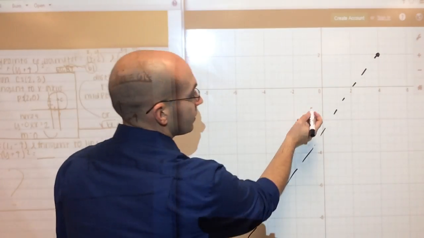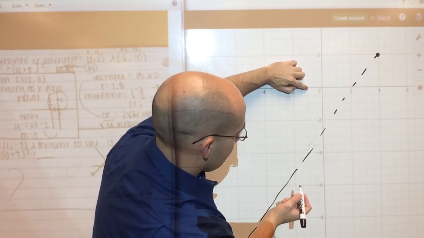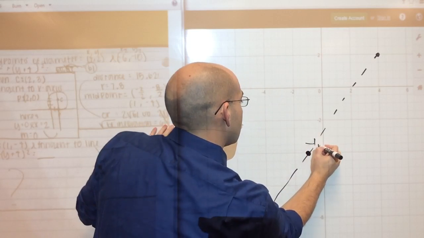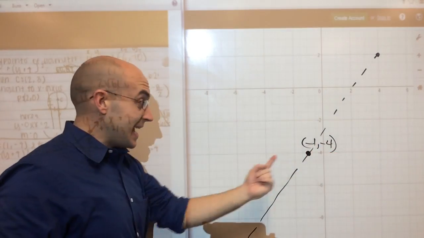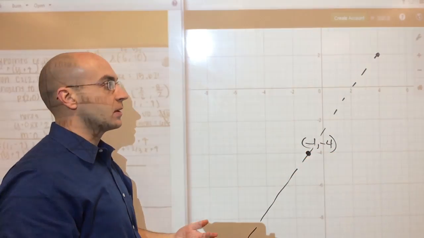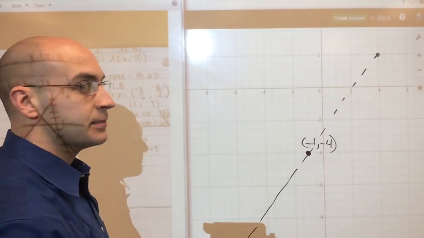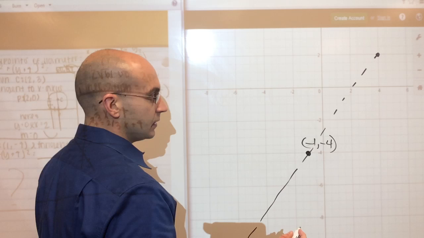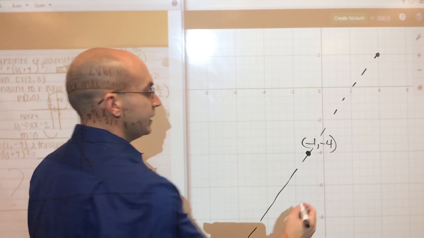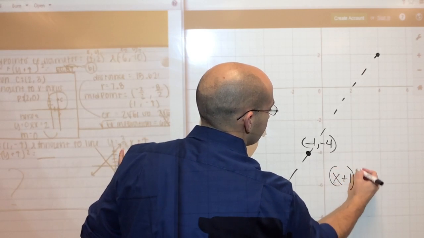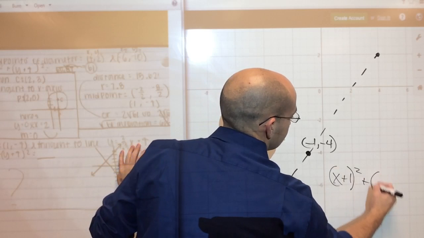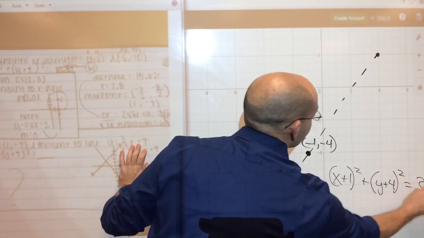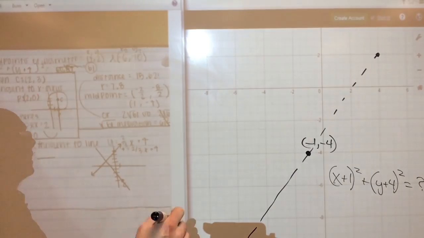So the center of the circle is (-1, -4). Now, when you have that, that's h and k, right? So that's going to be a lot easier to start, at least fundamentally, to start your equation of a circle. So your equation of the circle is going to be (x + 1)² + (y + 4)² = some radius squared. So we need to find the radius.